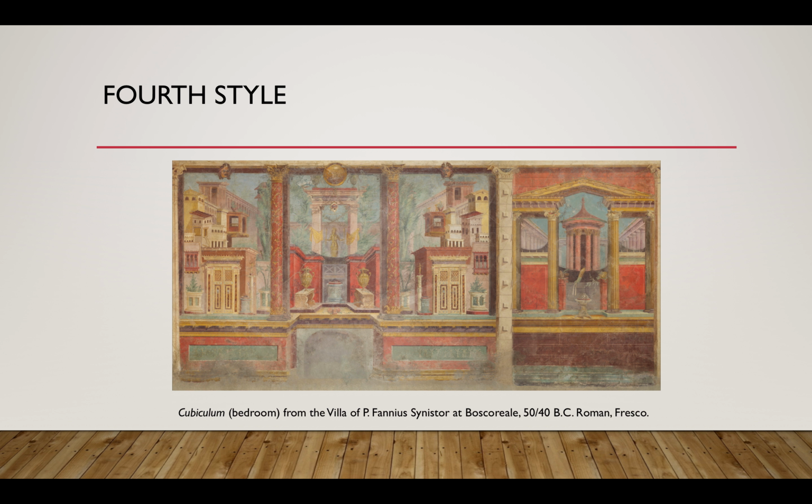And the fourth style is a mixture of the second and third. So you have the illusion of extra space with this linear perspective here going to a point in the middle. But you also have the panels of color separated by columns. So it's a little bit of everything. And the ornamentation comes back with these columns and all the pretty cool things.